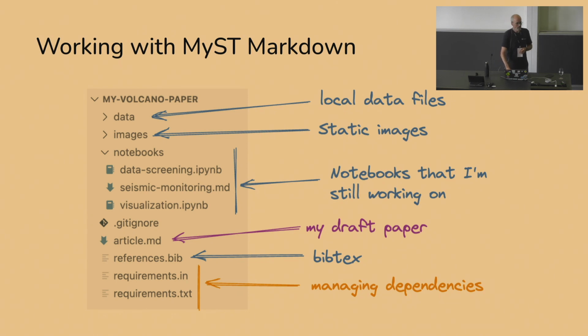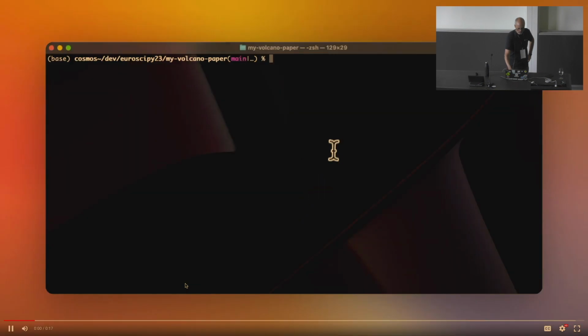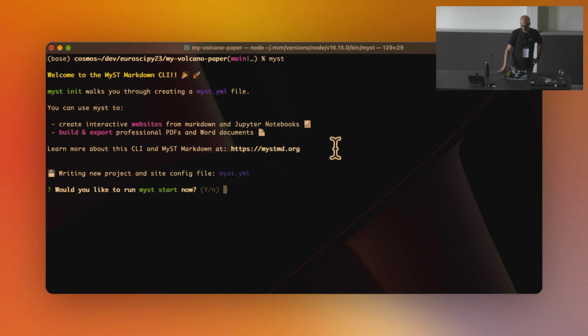So we'll do a quick demo to see what a MyST Markdown project looks like. Here's an example paper, my Volcano paper, and I've got a bunch of stuff in the folder, for example, some local data files, some static images. I've got my notebooks that I'm still working on, and I've got a draft of my paper here. I also have some references, and I'm doing some dependency management because I'm working in notebooks and computing stuff. So then starting a MyST project is as simple as typing myst on the command line.